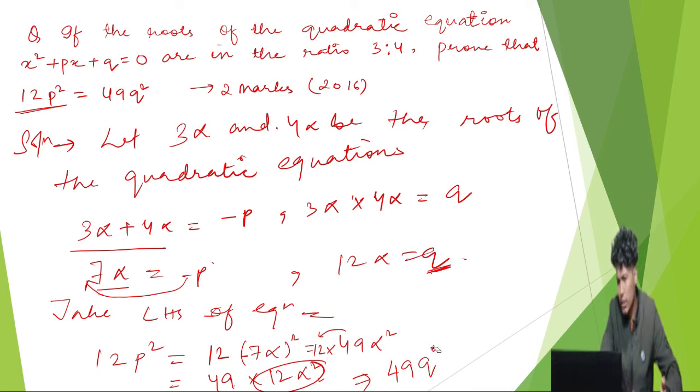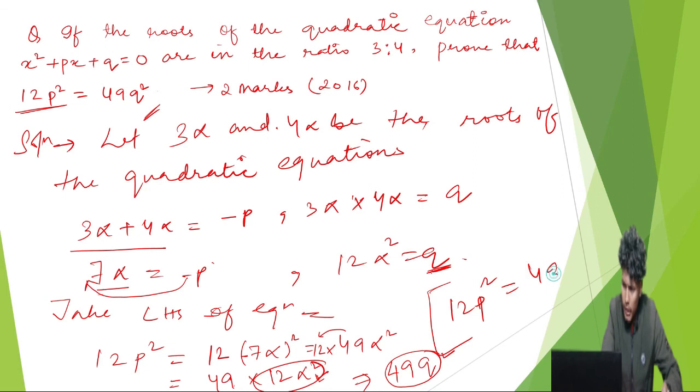The question is terribly wrong. We have got 12 alpha square, and 12 alpha square is equal to q only. So it is 49q. The answer will never be 49q square. So this is wrong. Q square must not be there in the question. So the answer will be 49q. Another mistake of the question. This mistake should not be there. So 12p square is equal to 49q.